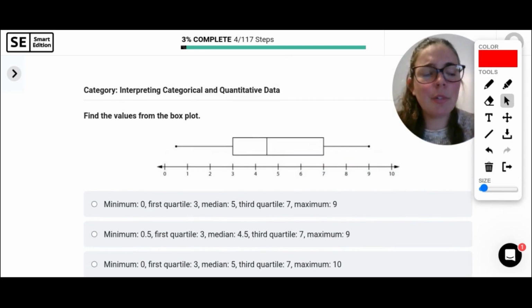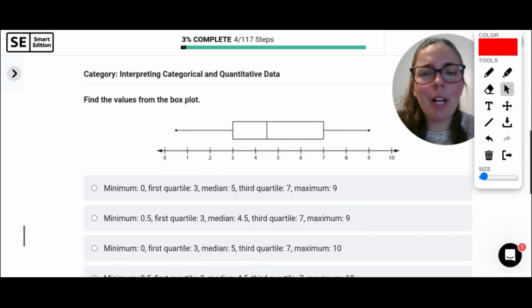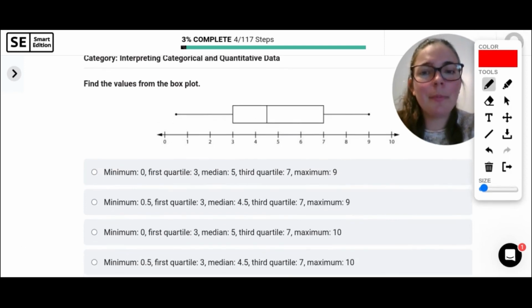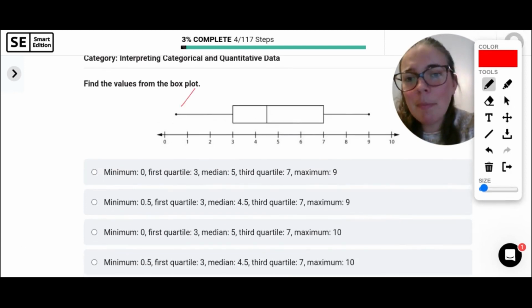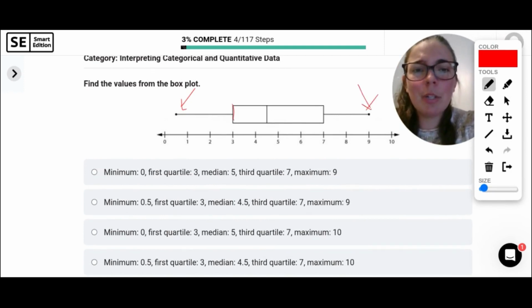All right, let's find the values from this box plot. So a box plot, sometimes called a box and whisker plot, has 5 important values. We have the minimum, and then the maximum. And then we have this box, which is the quartiles. So we have quartile 1. Quartile 2 is here. This is also called the median in the middle. And then this other straight line is quartile 3.